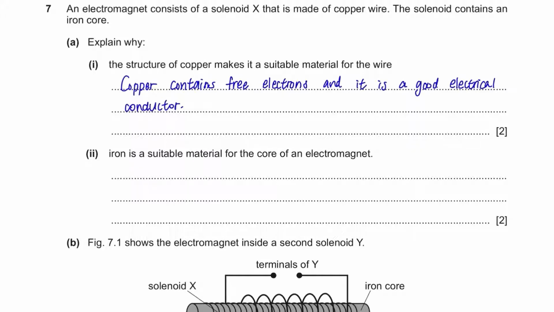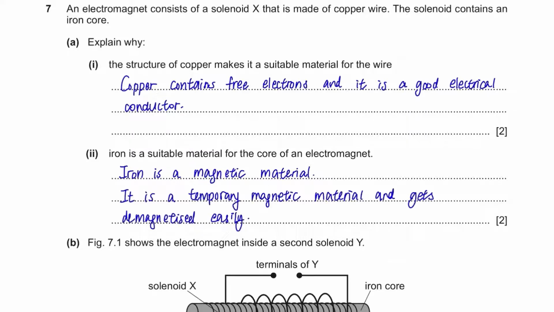Why is iron a suitable material for the core of an electromagnet? Since they're making an electromagnet, it needs to be a magnetic material, and iron is one of them. Also, as easily as it is magnetized, it is easily demagnetized as well, so it has the property of a temporary magnetic material.